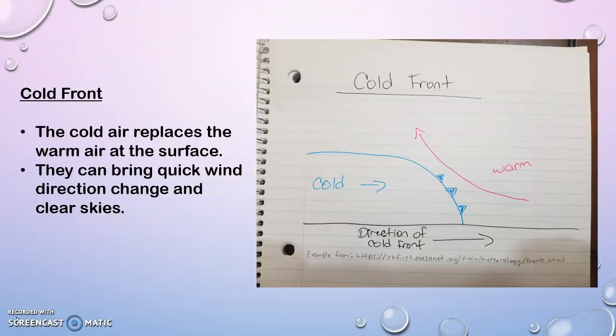So a cold front is cold air that replaces the warm air at the surface, and they can bring quick wind direction change and clear skies at times. During a cold front, the temperatures can actually drop more than 15 degrees within the first hour of one. Cold fronts are also a lot more, I guess you could say, dangerous than a warm front, and they happen here a lot in Oklahoma.